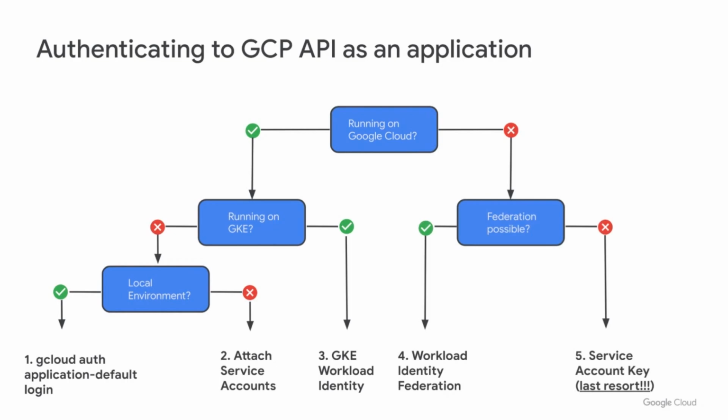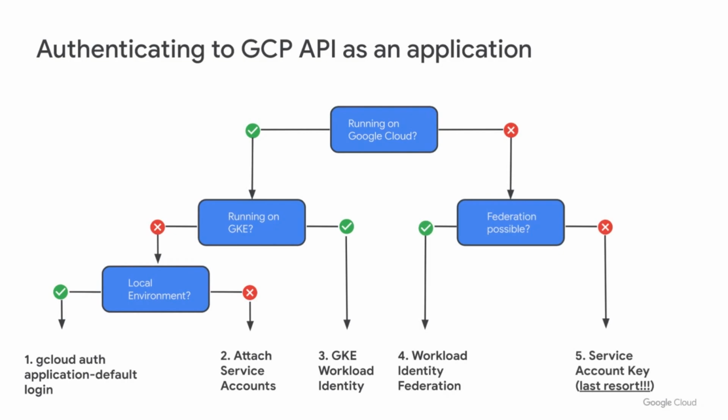Shifting to the other side of the tree, you want to ask yourself, if your app is not running on Google Cloud, is it possible to set up federation? You are able to set up workload identity federation for workloads running in other clouds as well as on-premise, as long as the cloud providers or your on-premise deployment have the ability to generate an ID token. If that is not possible, then you are left with service account key, which should be the last resort.